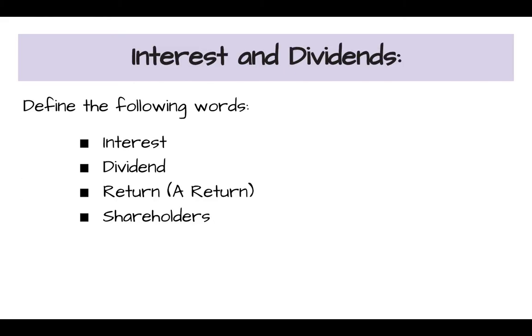Okay, I want you to take some time now to define the following words: interest, dividend, return or a return, and shareholders. Now, you can earn money through interest. When you put money in the bank it gives you a percentage back. So they reward you for saving with them. It's kind of like a thank you for saving with us. And you can earn money by just keeping your money in the bank.